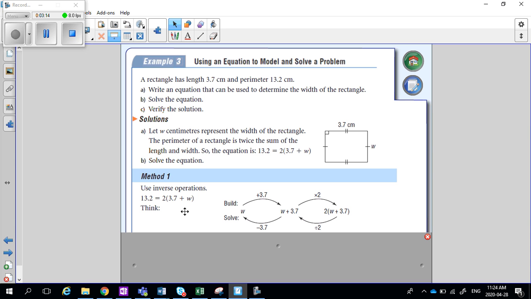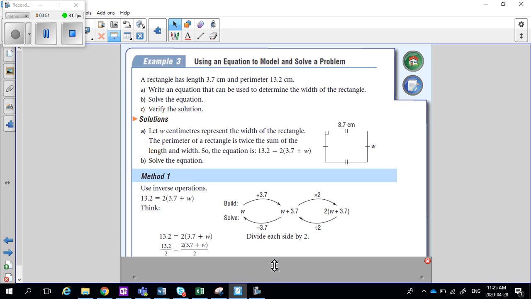Okay, so we're thinking, when I started, I said, okay, I start with W. I add 3.7. Okay, so this plus 3.7. That's how I got here. And then I do that 2 times, times 2. Then I did times 2 to get there. So what do I undo first? The last step. So my last step was times 2, so I'm going to do divided by 2. So I start with this thing, I divide by 2. Then, to undo W plus 3.7, I take away 3.7, I get back to W. Okay, so let's see how that helps us.